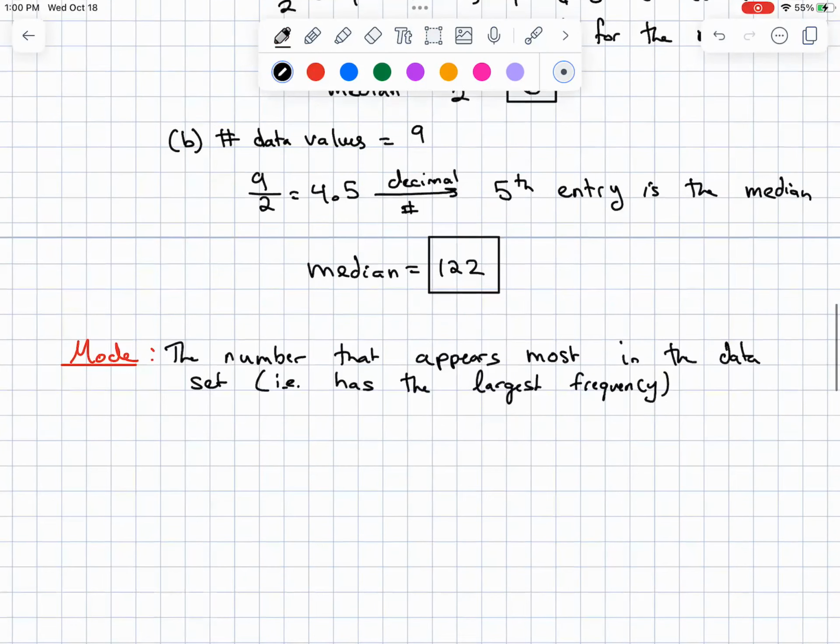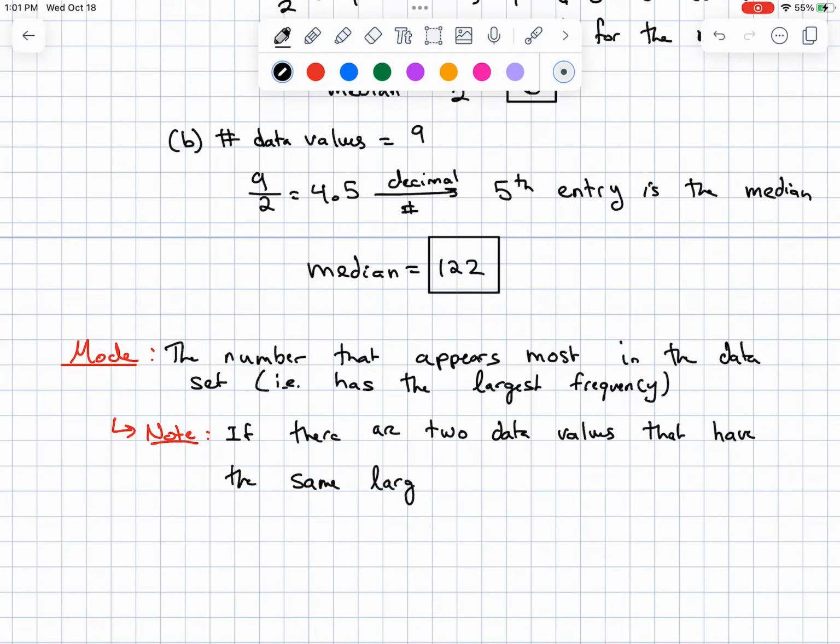Now, as a small note about this, if there are two data values that have the same largest frequency, we call the set bimodal.